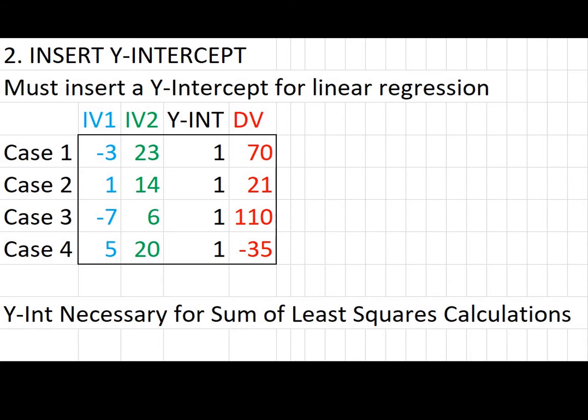So the first step is we need to restructure the equation into what we have here, which is what's called a matrix, which is basically a tableau of numbers. Now, to calculate the sum of least squares calculations, which forms part of the ordinary least squares calculation, we need to insert a y-intercept value. And here we insert the arbitrary value of 1. Even if it's not the actual value, it's going to be a placeholder and will eventually generate the values that we need in the formula.